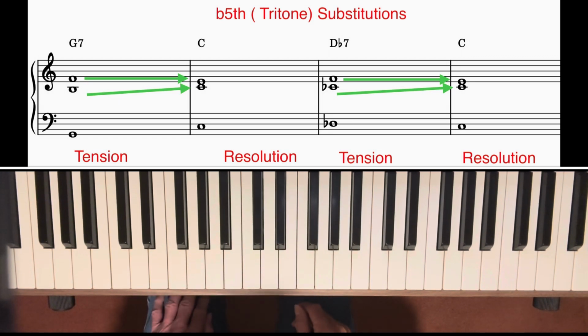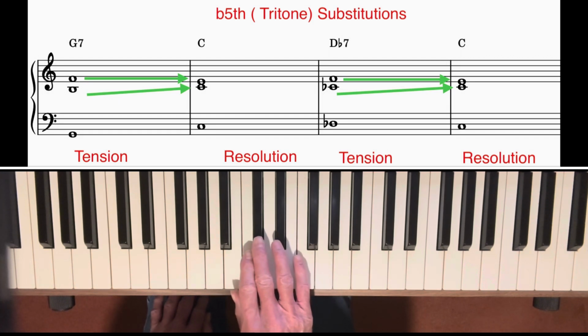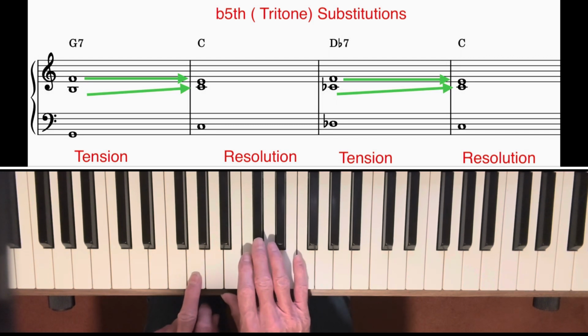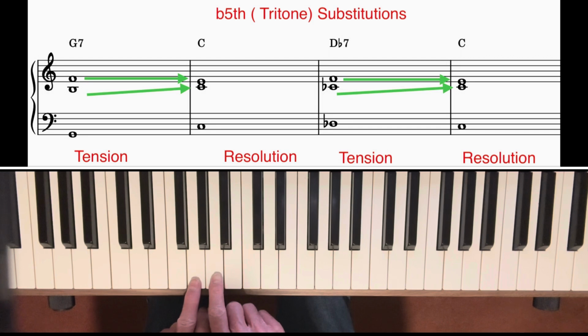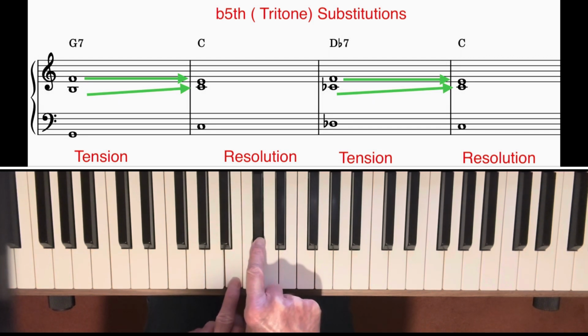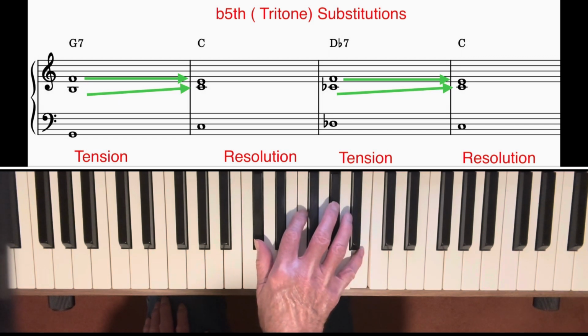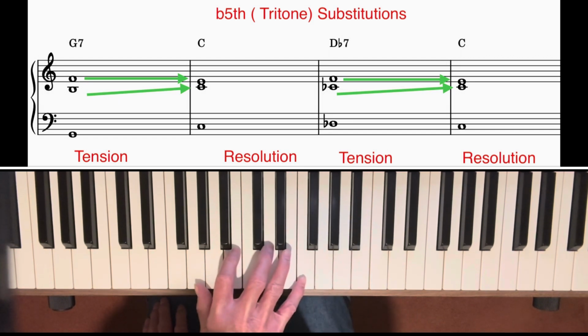We call it a flattened fifth substitute because the root of the D flat 7 is a flattened fifth above the root of G7. It's called a tritone substitute because a flattened fifth is a tritone, 3 tones. That's 1 tone, 2, 3 tones. Now, it seems a bit odd. Why on earth would a D flat 7 chord, which looks nothing like a G7 chord, work?